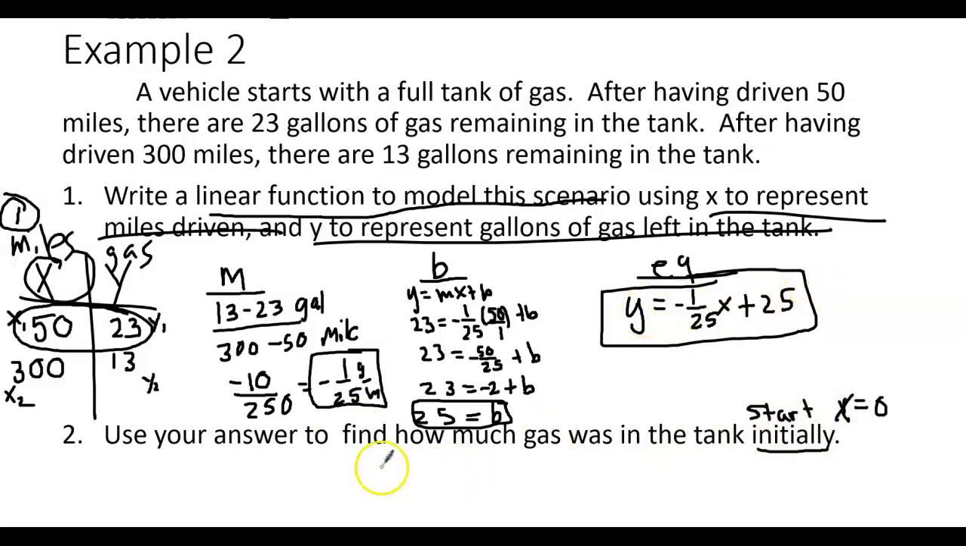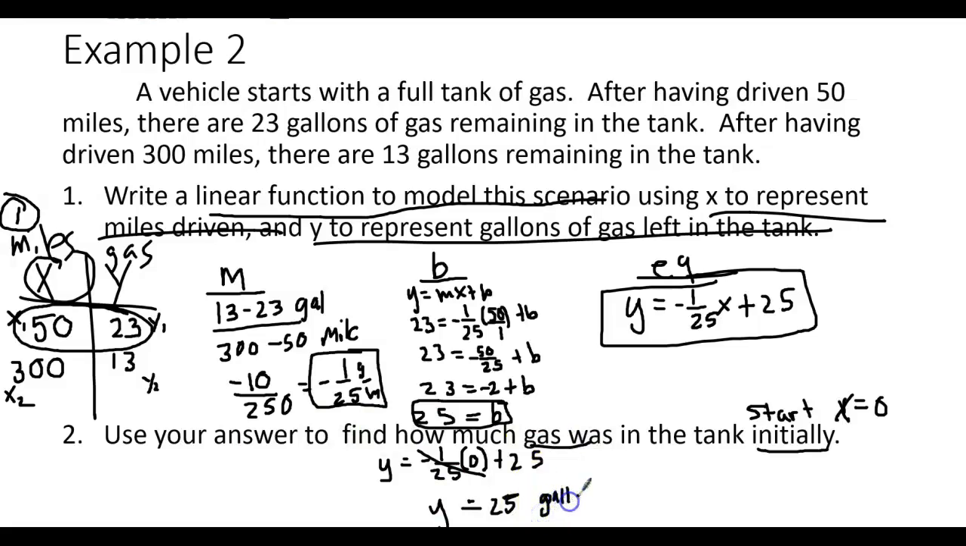I'm going to take this equation here, y equals negative 1/25 x plus 25, and plug 0 in for the x. Now if I do that, 0 times 1/25 is 0, so we don't really need to include it anymore. It cancels out, and I'm left with 25. And that is how much gas was in the tank initially.